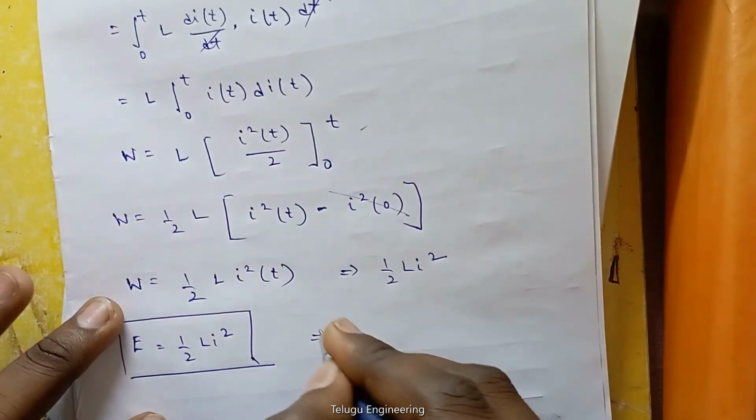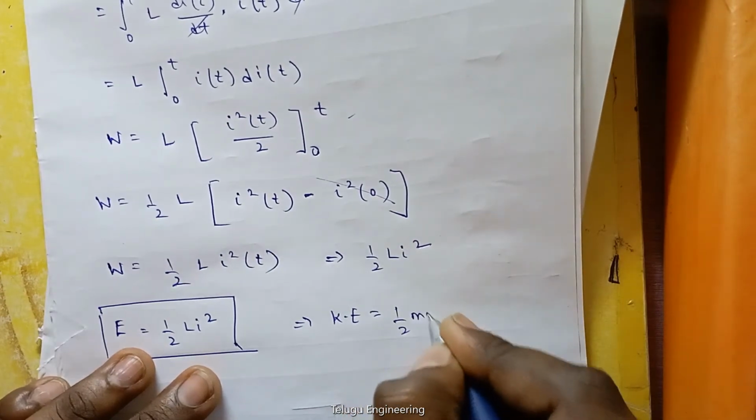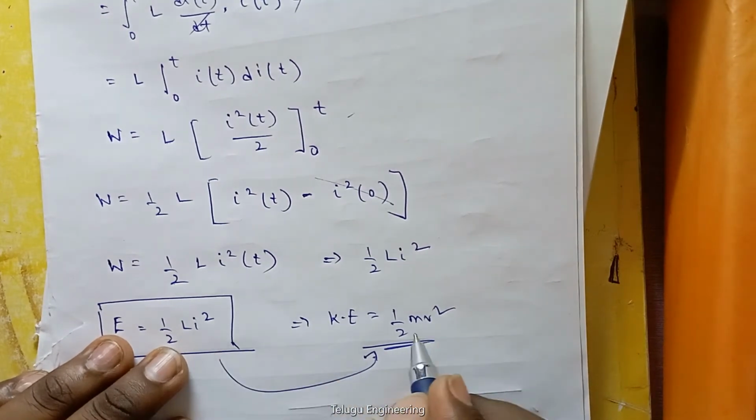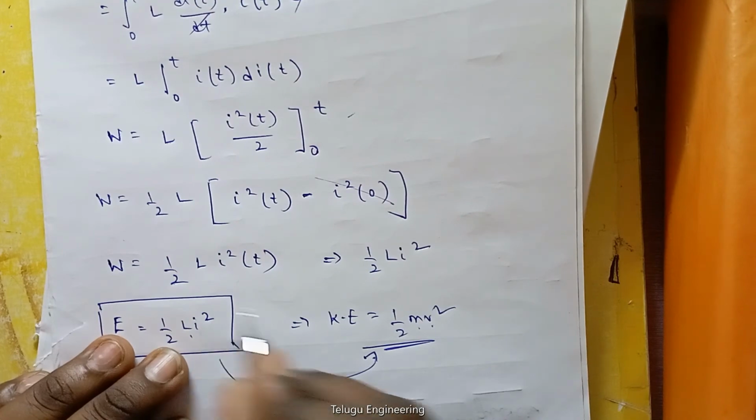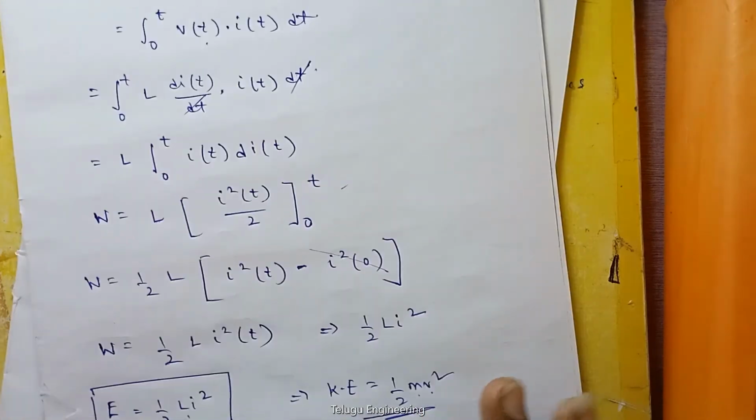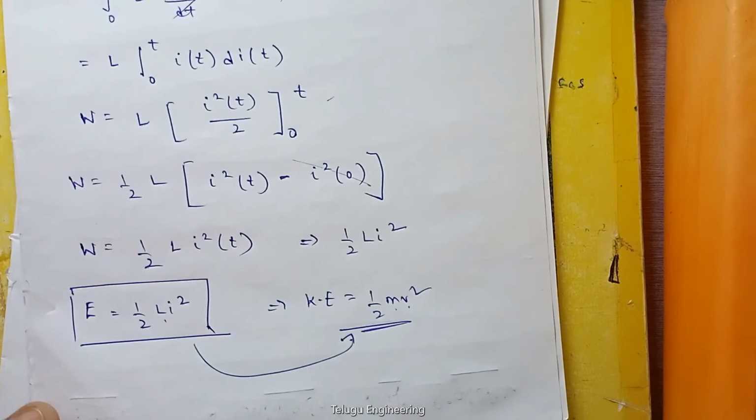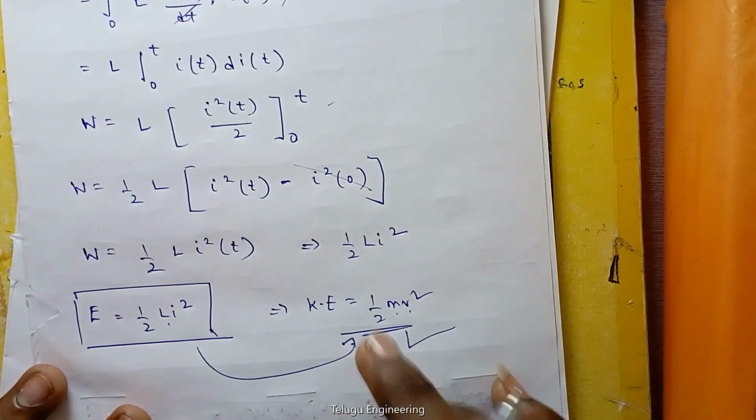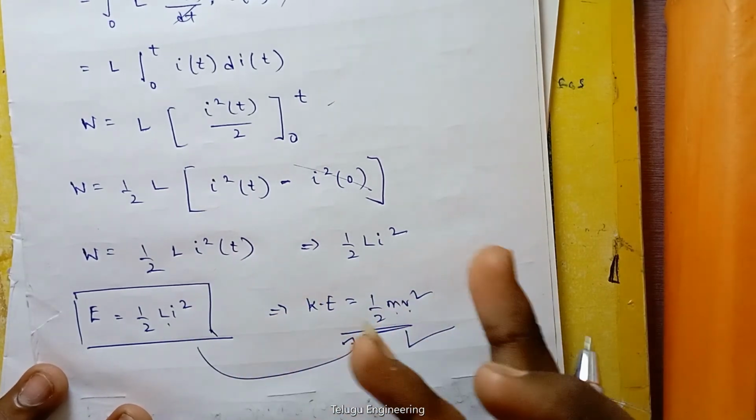If you look at this, it is similar to your kinetic energy equation, which is half mv square. It is the same representation of this equation, where your m is equal to L and your v, velocity, is equal to your current. I square is equal to v square. So the energy of an inductor is very important, and we'll be using it in different kinds of applications. To remember it directly, you can just recall the kinetic energy: half mv square, and substitute L in place of m and I in place of v.